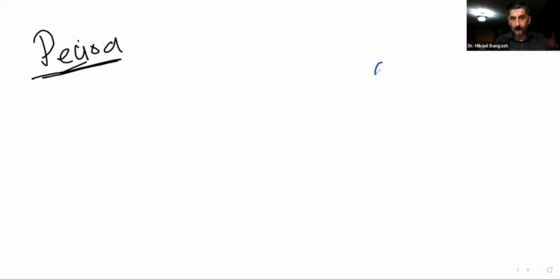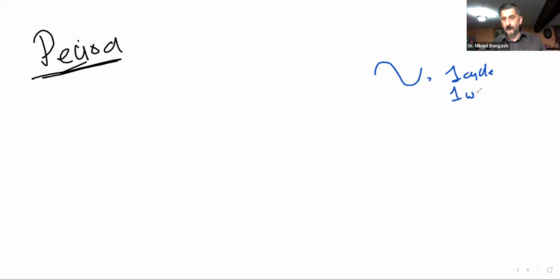Now, the first parameter that we will talk about is going to be period. Also, just keep in mind, as I draw this here, that is going to be what we can call one cycle, or we can say one wave of sound.